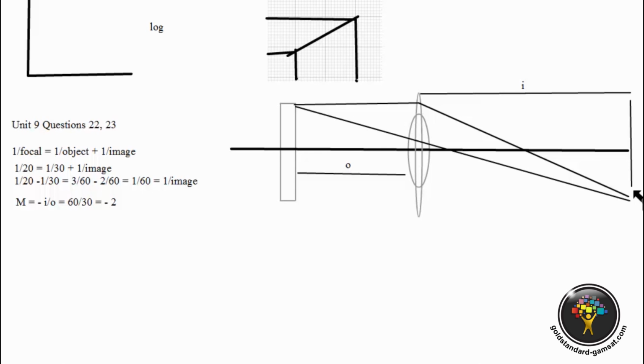And this one was pretty straightforward. And if you haven't done your optics review, you should look at the video on optics. Or if you have the gold standard book, then it's in sections 11.3, 4, and 5.